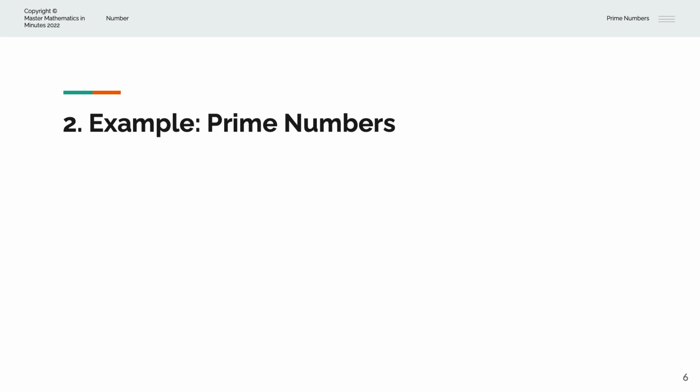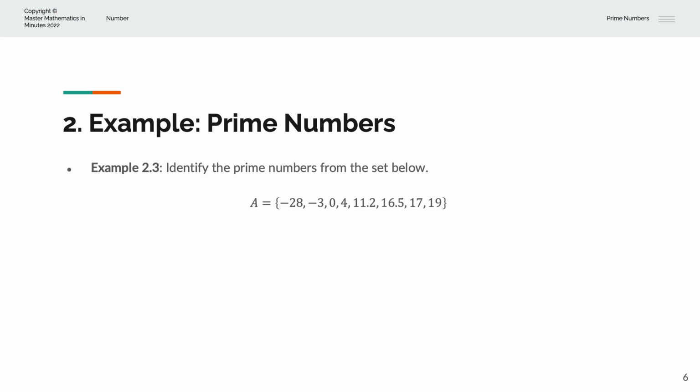In the third example, we're asked to identify the prime numbers from the set below. We have set A equals minus 28, minus 3, 0, 4, 11.2, 16.5, 17, and 19. So remember, prime numbers are whole numbers greater than 1 with two factors. So we can rule out minus 28, minus 3, and 0, as well as the decimals 11.2 and 16.5.